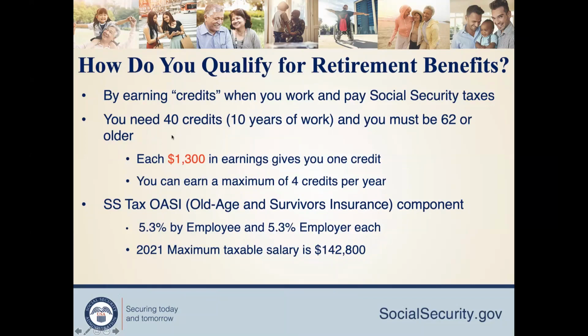So basically, it is very easy to get credit, right? So every 1,300 of earnings gives you one credit. You have to basically accumulate 4 credits per year. So basically, if you get 5,200 per year salary, you are done, right? So that year is counted. So like that, you have to be here in US for 10 years and you have to accumulate 40 credits. So I think all of us will be accumulating that. And we should be 62 or older. Only then you are eligible to actually start collecting, right?